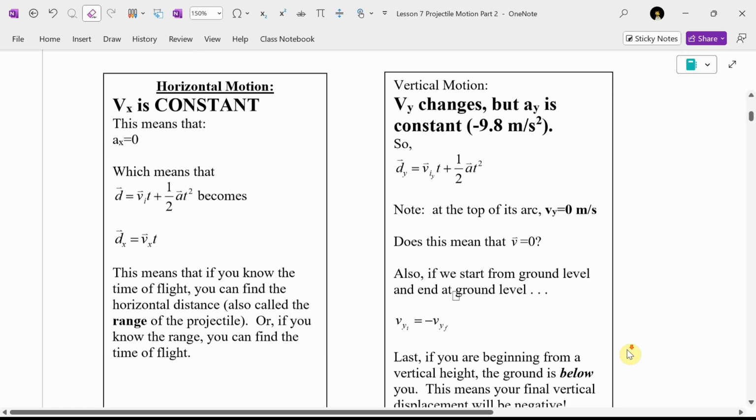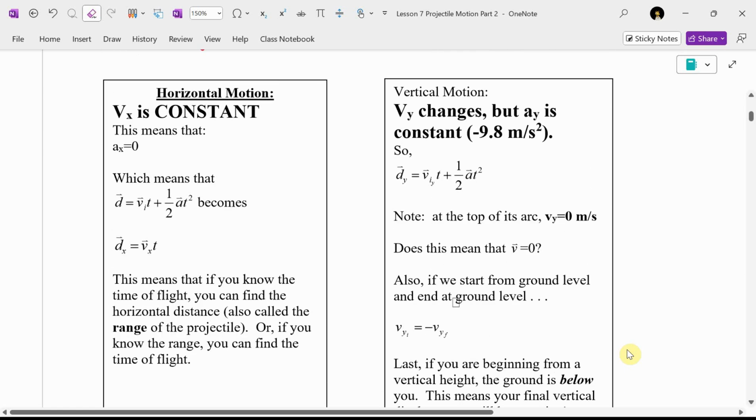This right here is a nice summary. For those of you that like to study from notes, this here is a pretty good page to put a star next to or to highlight. This is what we need to know about projectiles. The first thing is Vx is constant because Ax is 0. That means that dx equals vxt plus a half axt squared just becomes dx equals vxt. A is 0, Liam, so the half at squared vanishes.